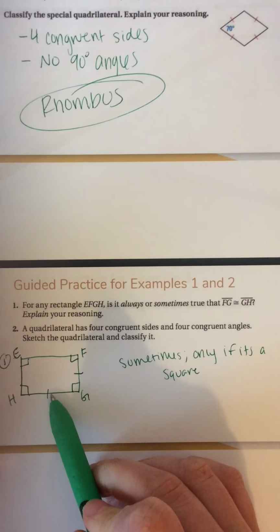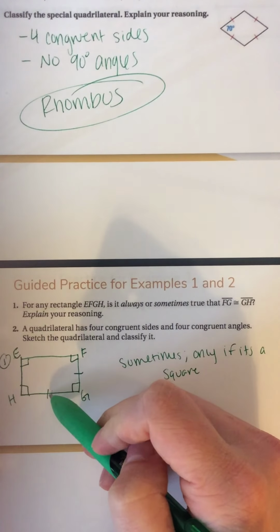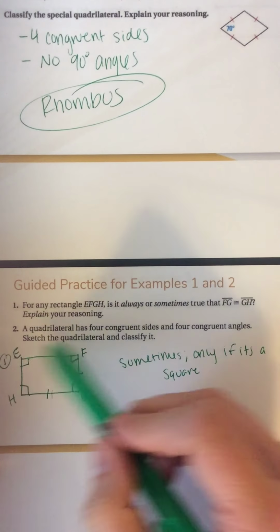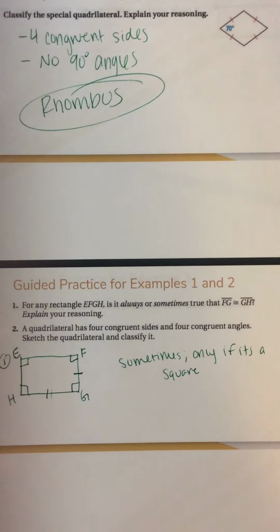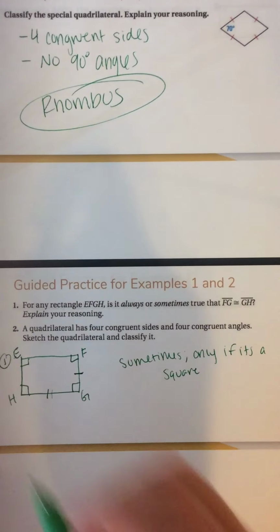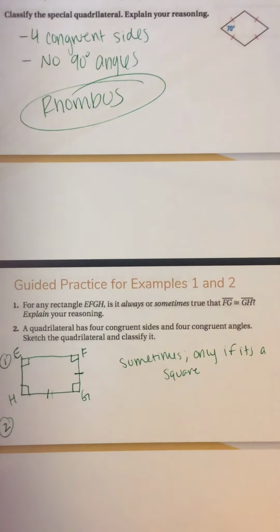Since they're not opposite sides here, this will only be true if it's a square, because a square has all four sides congruent. A rectangle has two pairs of congruent sides, like a parallelogram. So that's why it's sometimes. And then number 2 here, a quadrilateral has 4 congruent sides and 4 congruent angles.